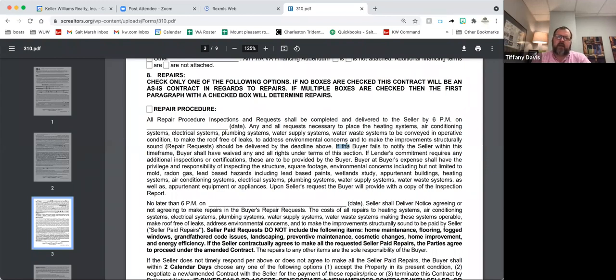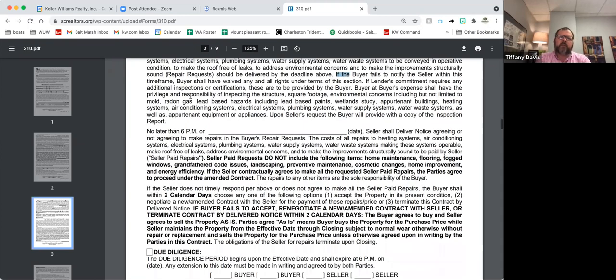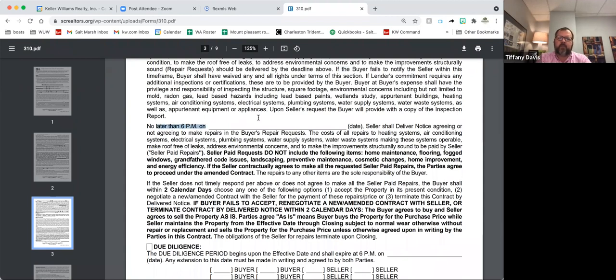Again, it kind of repeats itself. Basically goes in and says, buyer's going to have an inspection done on this, and then in the event anything comes up in the 8 or 9 main categories, they'll put the seller on notice. Then the seller has until this time to deliver notice agreeing or not agreeing to make the repairs in the buyer's repair requests.